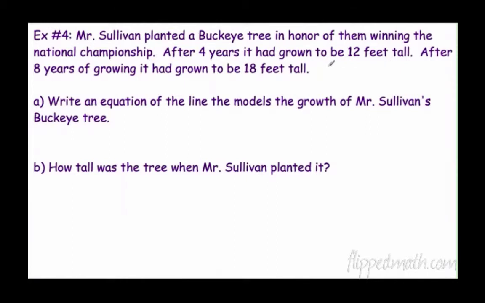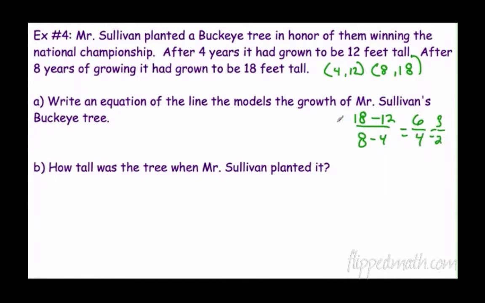4 years and 12 feet, those go together like a coordinate. 4, 12, there's a point. How about after 8 years, 18 feet? 8 years, 18 feet. Okay? So now I can do everything I need. Can I find my slope? Sure. y2 minus y1, 18 minus 12, x2 minus x1, 8 minus 4. So that's 6/4, which reduces to 3/2. So we know my m is 3/2.